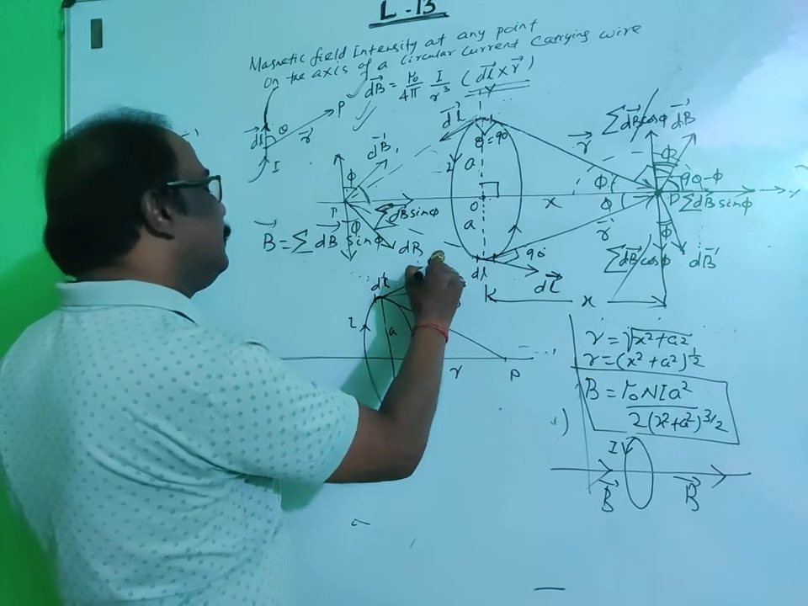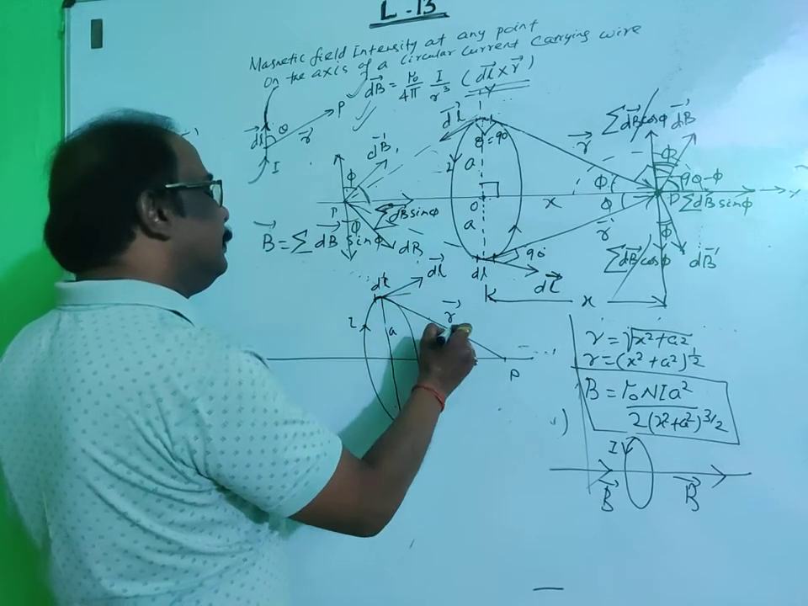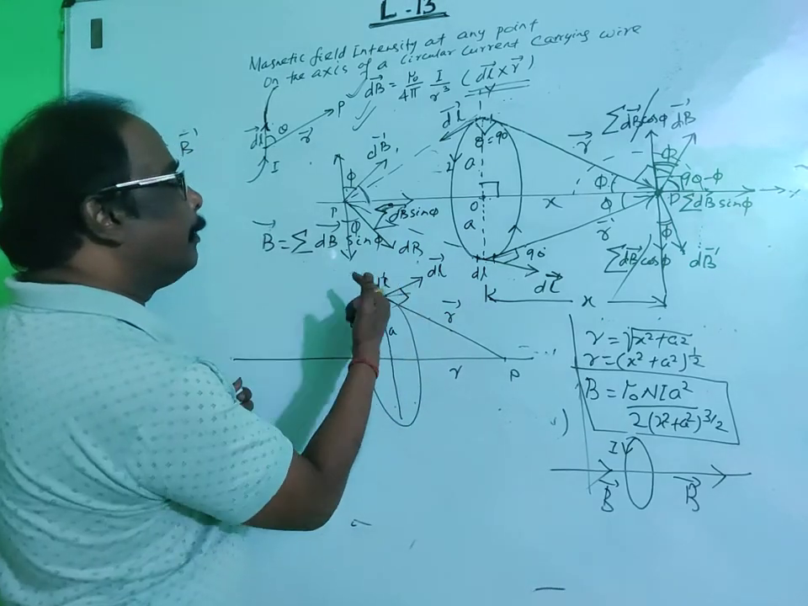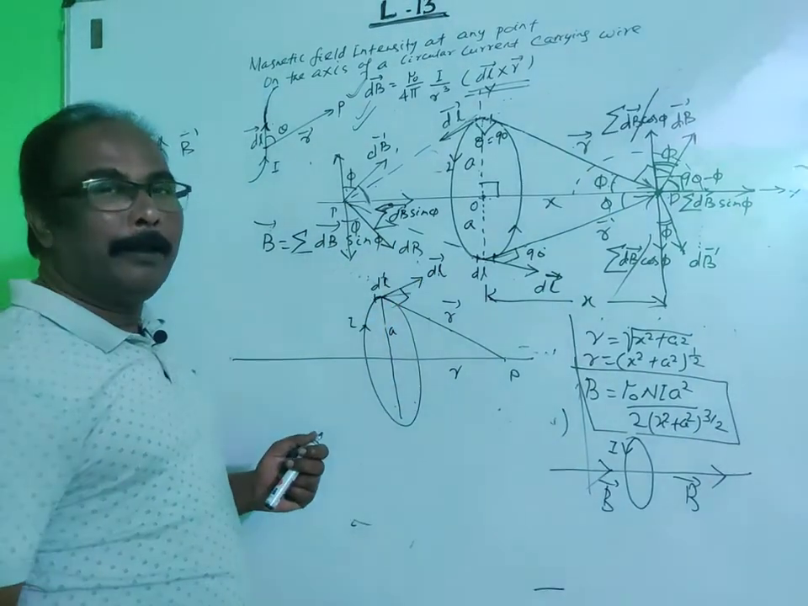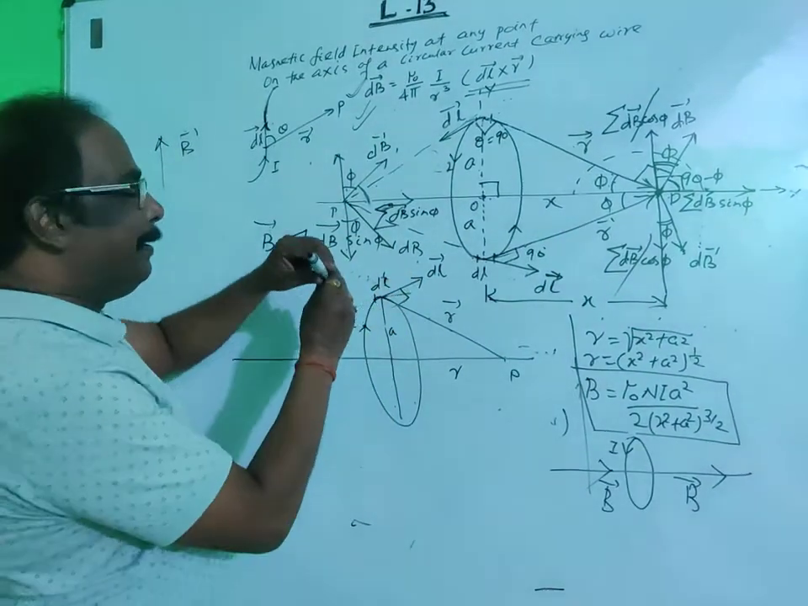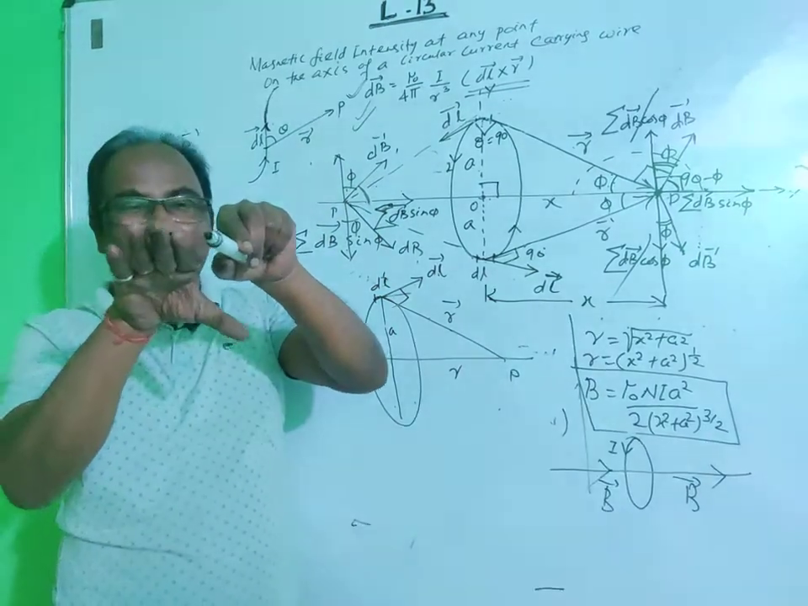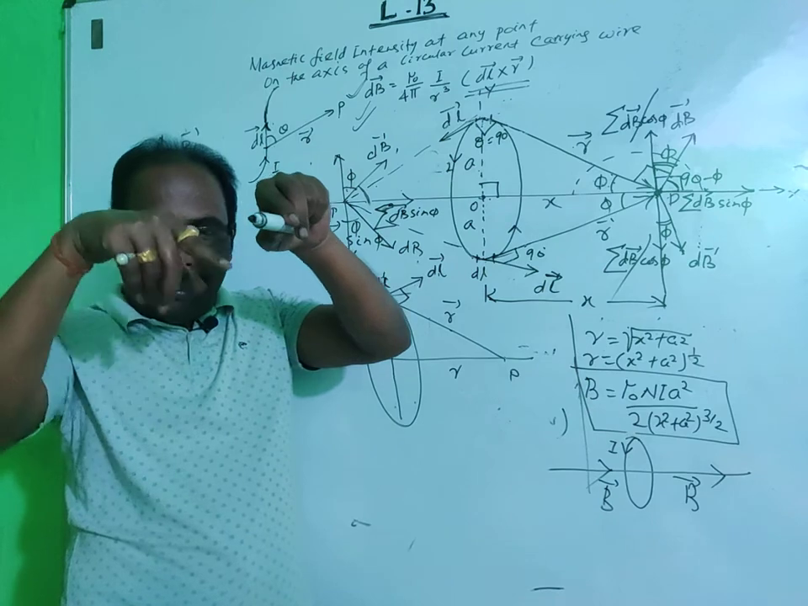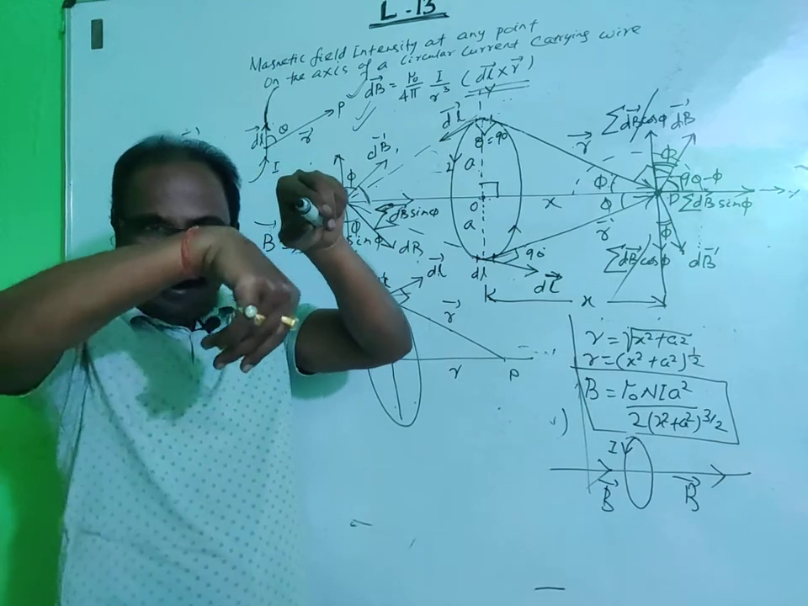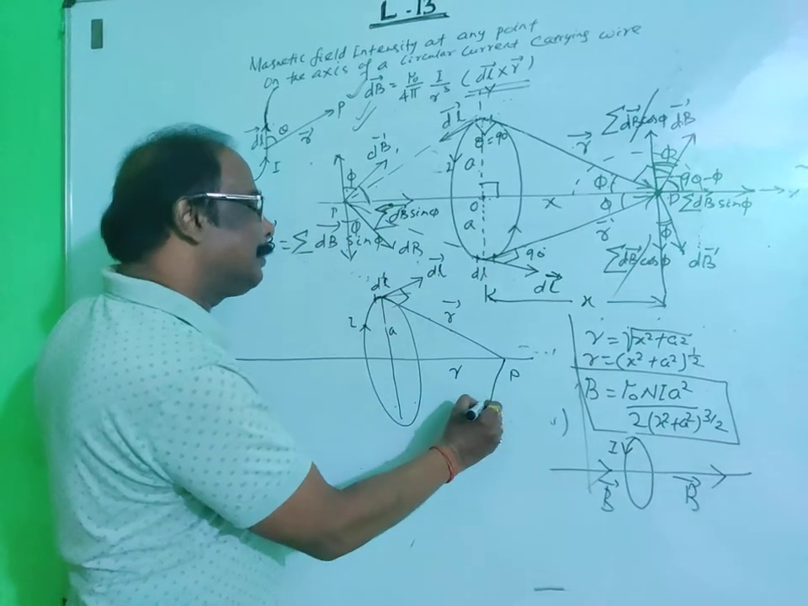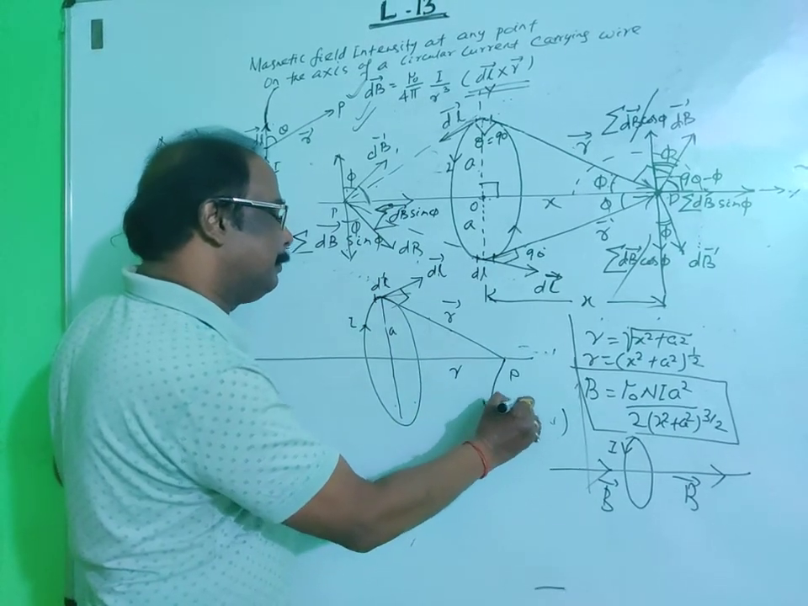This is the direction of dL. This is R, again it is perpendicular. This is the direction of dL, this is R, the angle is 90 degrees. Then dL cross R, see, dL is outward, and this is R. dL cross R like this gives the direction of magnetic field dB.